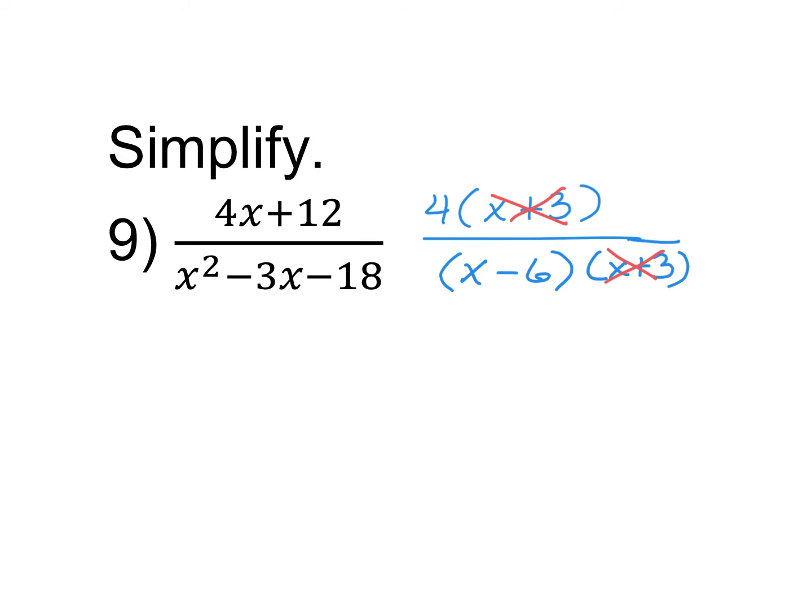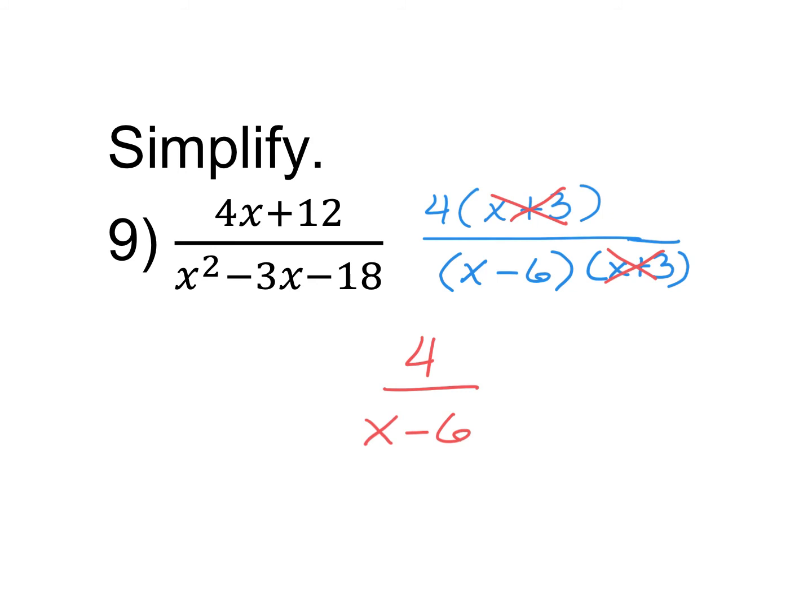Do not attempt to simplify the 4 and the 6 because that 6 is attached to that x. So my final answer here is just 4 over x minus 6. Again, some of you are not listening right now, and on your test, you're going to simplify the 4 and the 6, and you're going to get it wrong. So only simplify when you've got something identical to match with it.